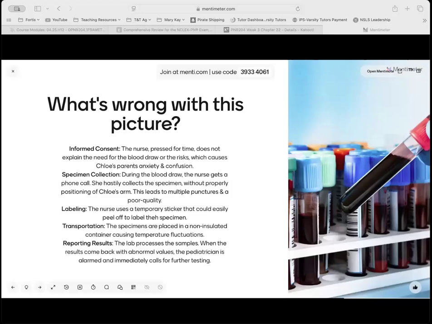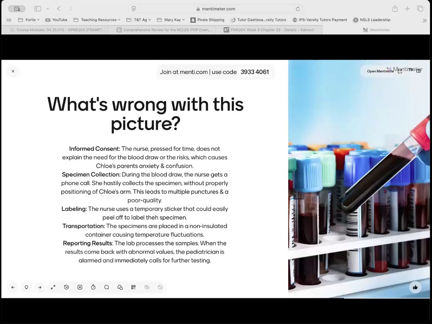So as we're looking at this, we want to look for those process issues because we're going to see something go wrong in every step of the way. And then we want to think about how that impacts the care that Chloe receives. So we get the orders, the nurse is getting ready to do this lab draw.